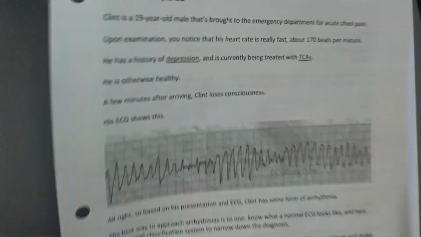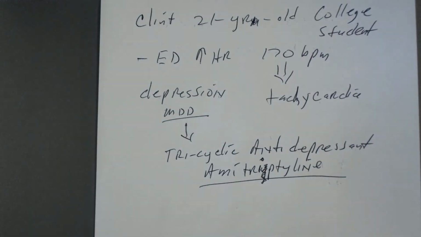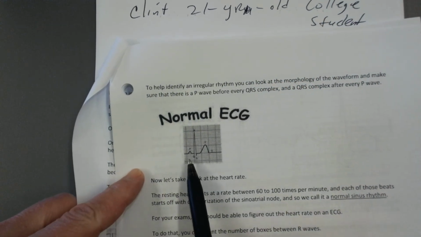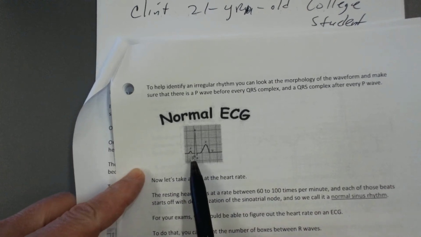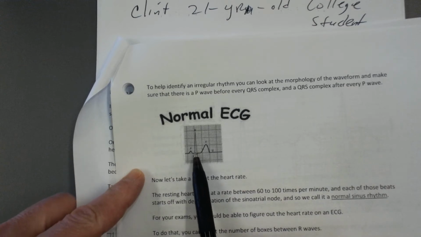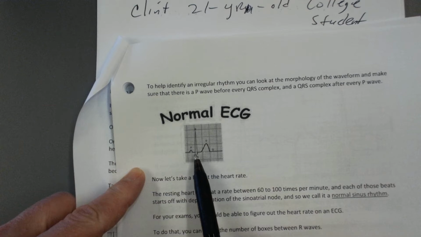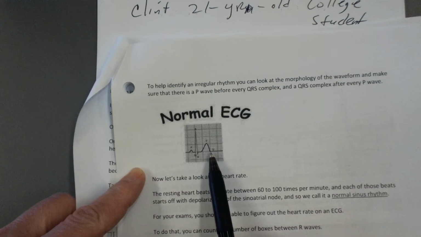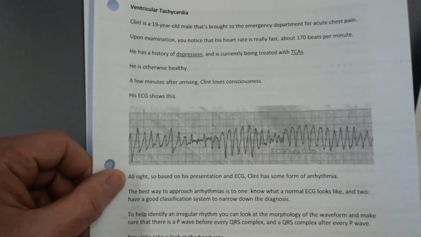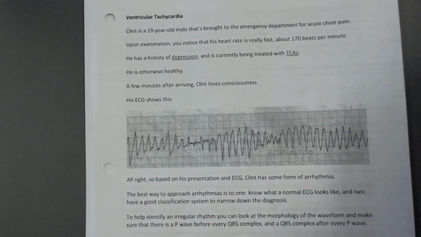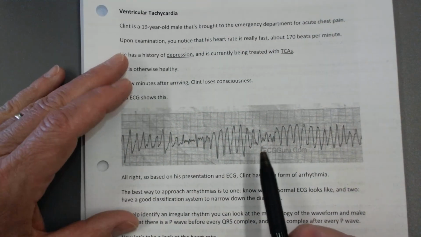So again, to review very quickly what a normal EKG should look like, you should have a P wave followed by a QRS complex followed by a T wave. The P wave indicates the atrial depolarization, QRS indicates ventricular depolarization, and the T wave indicates ventricular repolarization. And I think you can agree if you look at this and then you look at this, this does not look anything like this. So that's his EKG, very, very abnormal.